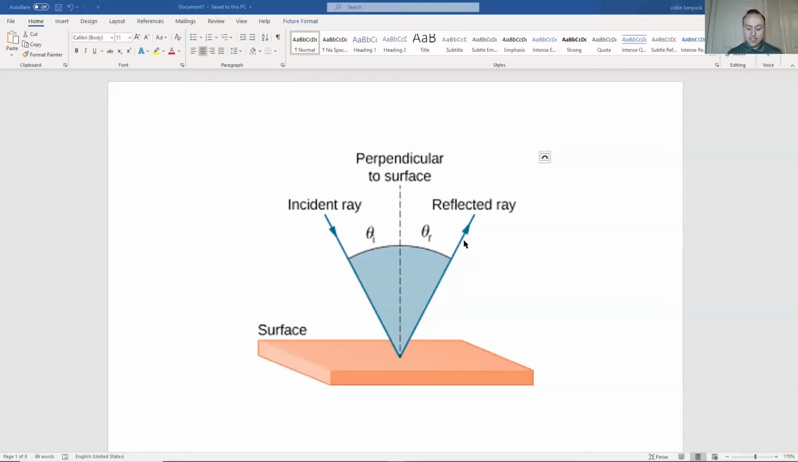Something that is essential to understand from this is that each angle is measured from the perpendicular line to the ray. So we never measure from the surface to the ray. It's always from the perpendicular line to the surface over to our ray. And our angle of incidence will be equal to our angle of reflection.